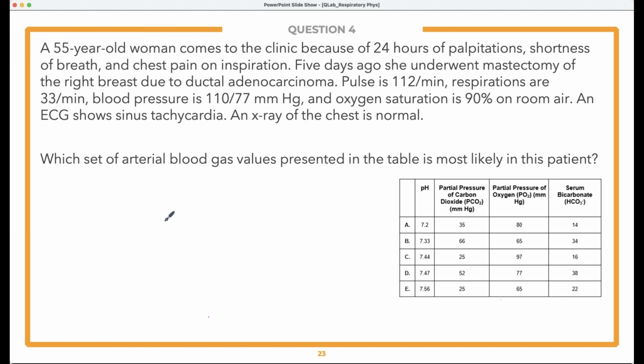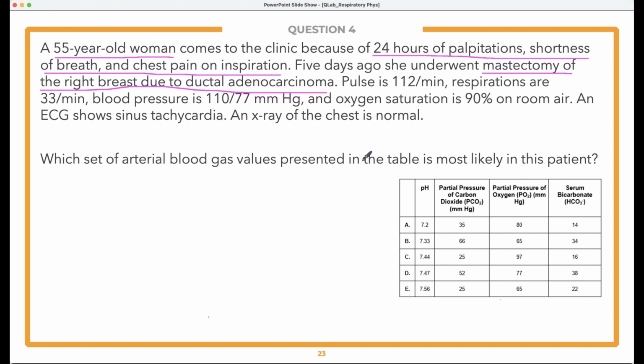All right, let's look at the vignette. A 55-year-old woman. It's pretty important in this situation, so let's think about that. And 24 hours of palpitation, shortness of breath, and chest pain on inspiration. That's a specific kind of chest pain, and there's a terminology for that, which I will talk about when we go over the answers. Okay, and recent malignancy, right breast cancer, ductal adenocarcinoma, and a recent mastectomy. So some kind of surgery for some malignancy going on. That could be a big clue.